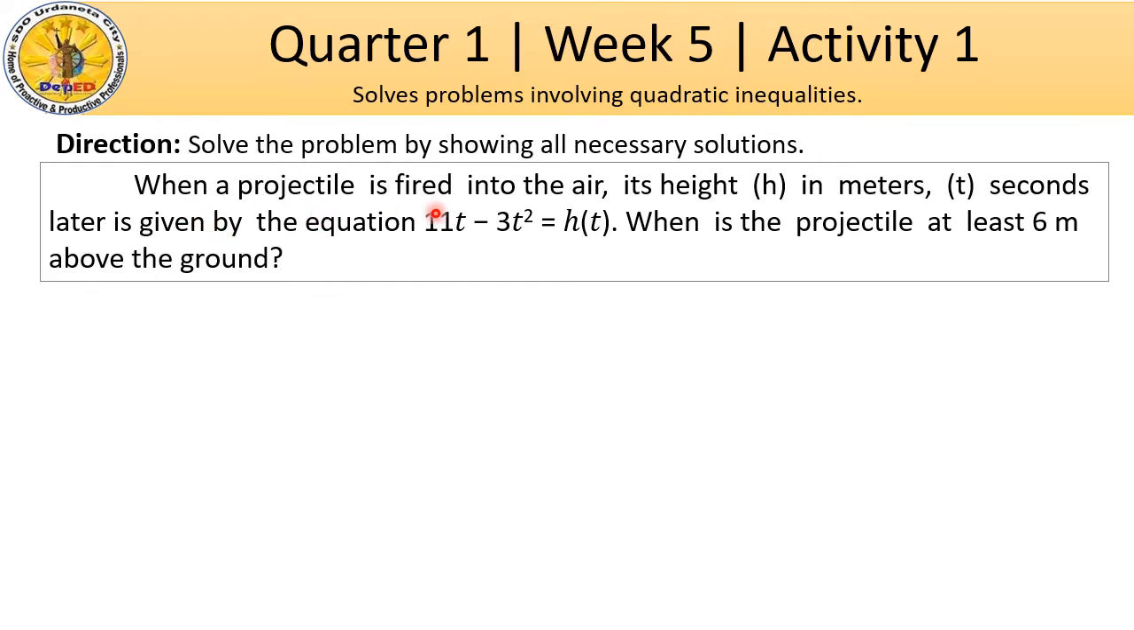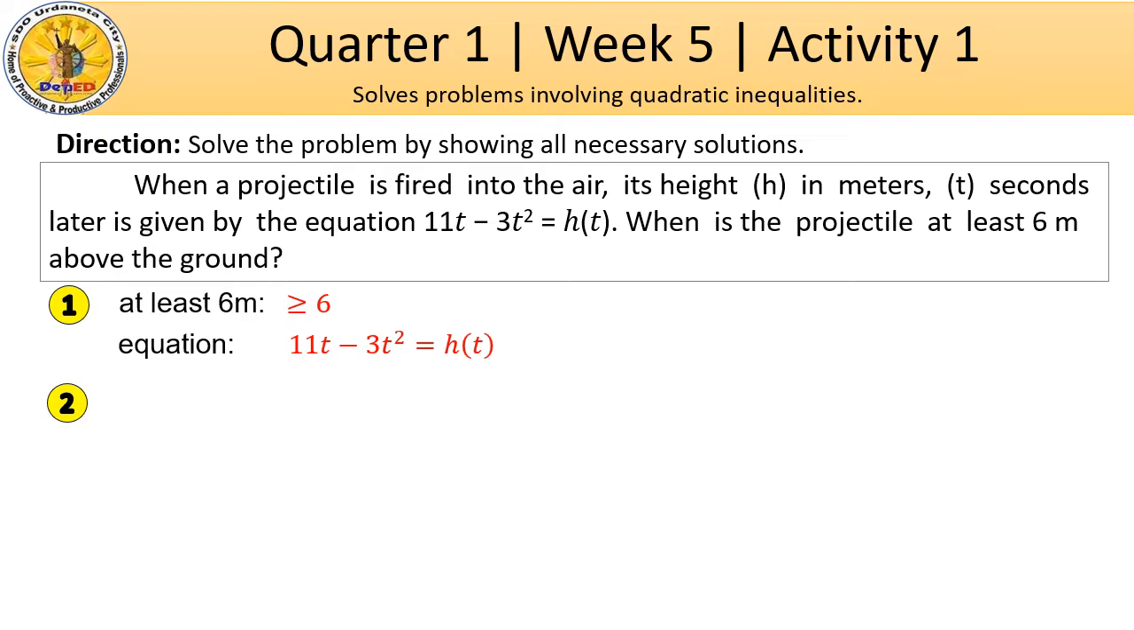Okay, so when a projectile is fired into the air, its height h in meters, t seconds later is given by the equation 11t minus 3t squared is equal to h of t. When is the projectile at least 6 meters above the ground? Okay, so step number 1, hindi na kailangang i-draw. Kaya let's just define all the variables. So we have the given at least 6m. When we say at least, greater than or equal yan. And then 6. And then we also have the equation 11t minus 3t squared is equal to h of t.